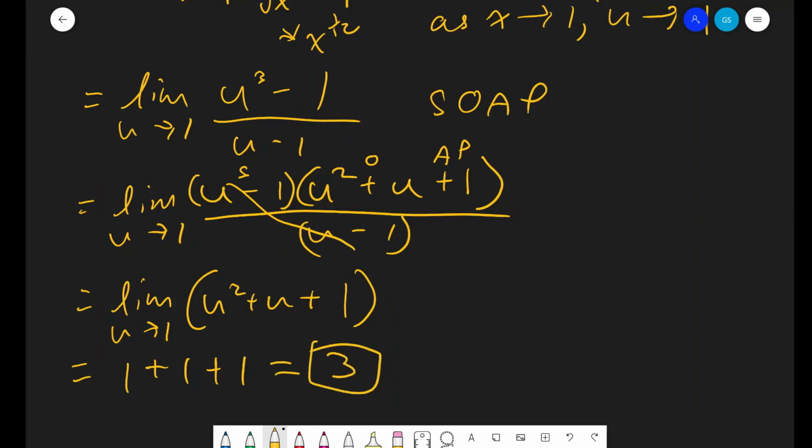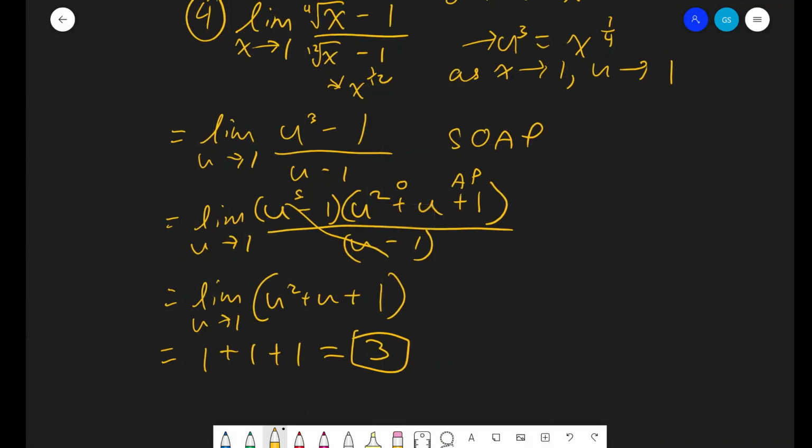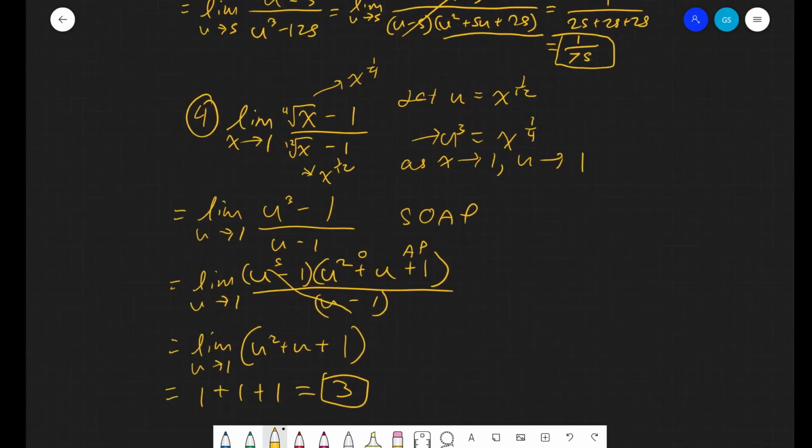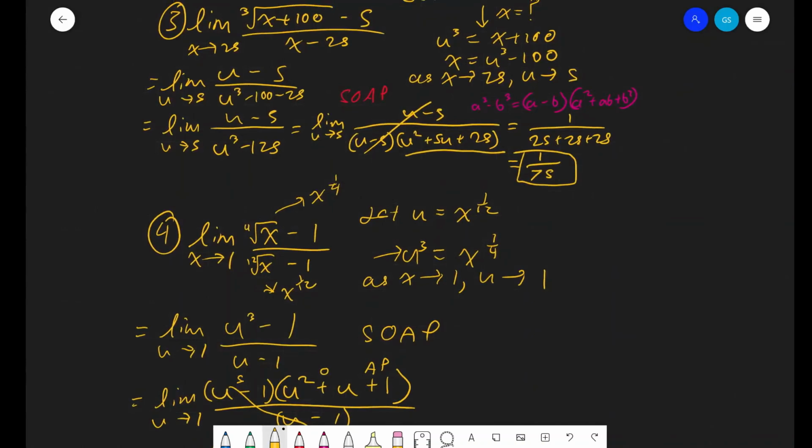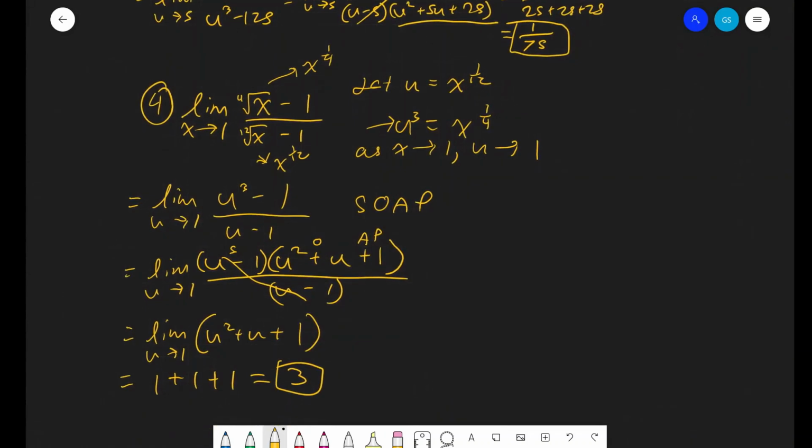That's it. That's the last one, figured it out. So yeah, it was a little repetitive in terms of SOAP, I guess, but that's basically the idea of letting one variable equal another variable and solving it. It makes your life easier. You don't have to change it back to x. There's no point in doing that in the middle of your steps. You're just basically describing the limit in another way that's still the same thing.